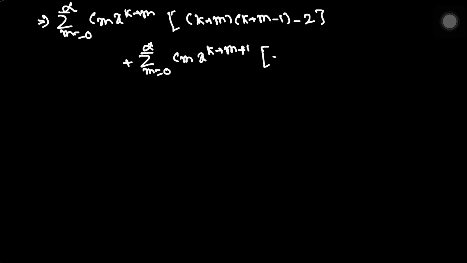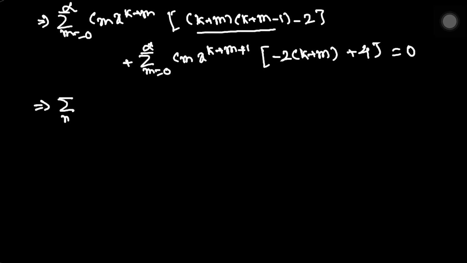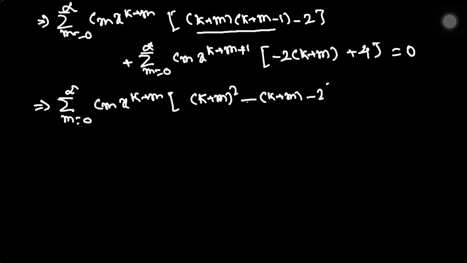So minus 2 into k plus m minus 2 into k plus m plus 4 equal to 0. So from this we can write it as summation over m equal to 0 to infinity c_m x to the power k plus m, it can be written as (k plus m) to the power 2 minus (k plus m) minus 2, plus summation over m equal to 0 to infinity.